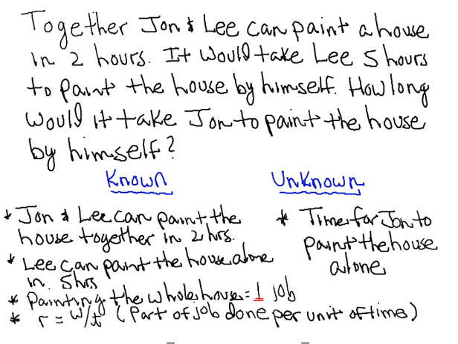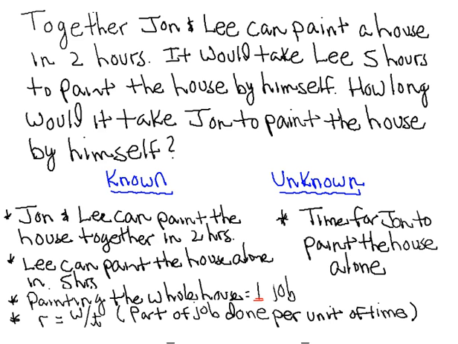Now, what we're going to do next is to organize the information into what's known and unknown. From the problem we can see that John and Lee can paint the house together in 2 hours. Lee can paint the house alone in 5 hours. And what we don't know is how long it takes for John to paint the house alone.